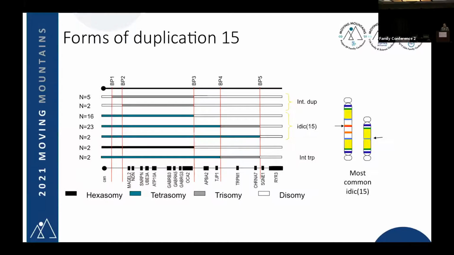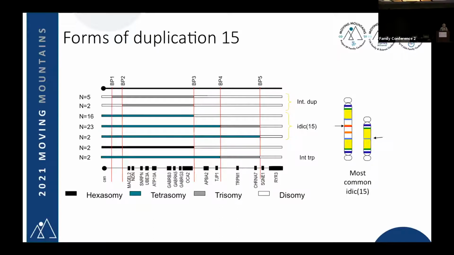Similarly, a lot of what's out there is that interstitial versus isodicentric makes a clear difference in terms of the spectrum, but we also have seen a pretty broad spectrum with that as well. So we certainly have individuals who have that interstitial duplication who have similar clinical features as an isodicentric.